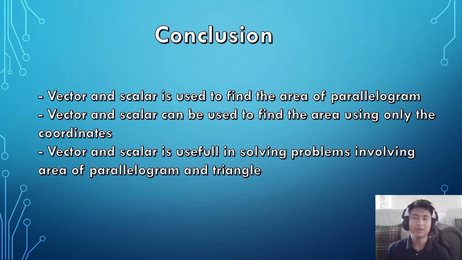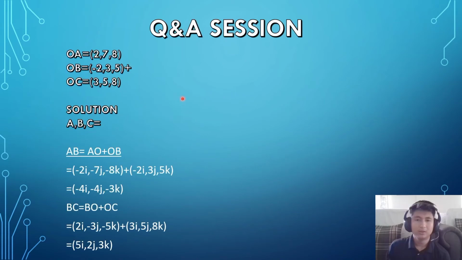Today I want to describe the conclusion of vector and scalar in architecture. The conclusion is that vector and scalar is used to find the area of a parallelogram. Second point, vector and scalar can be used to find the area using only the coordinates. Third point, vector and scalar is useful in solving problems involving the area of a parallelogram and triangle.